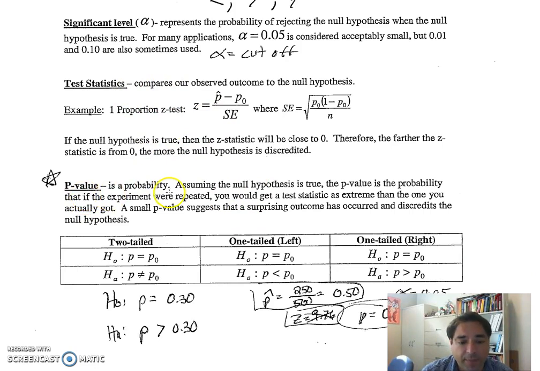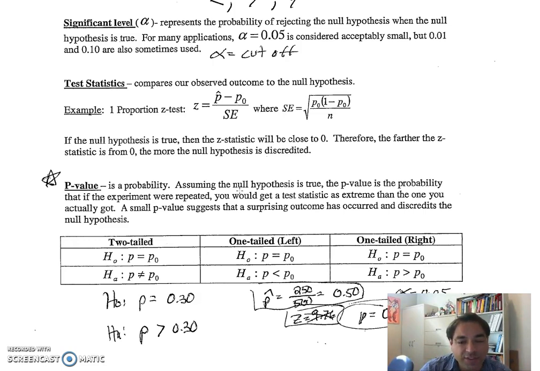The p-value is a probability. Assuming the null hypothesis is true, the p-value is the probability that if the experiment were repeated, you would get a test statistic as extreme as the one you actually got. A small p-value suggests that a surprising outcome has occurred and discredits the null hypothesis. Now, this is really a lot of stuff at once, so we need to do many examples.